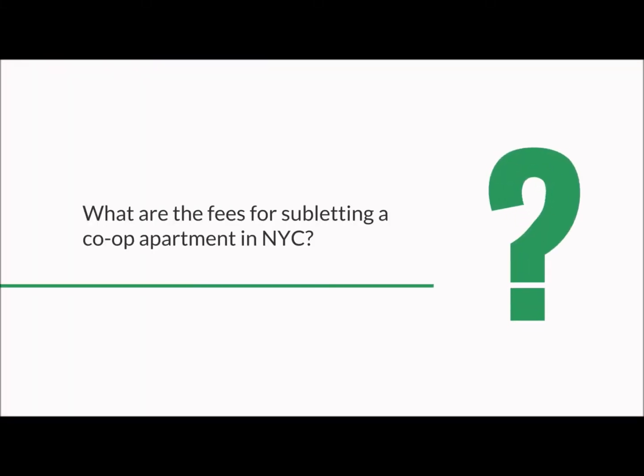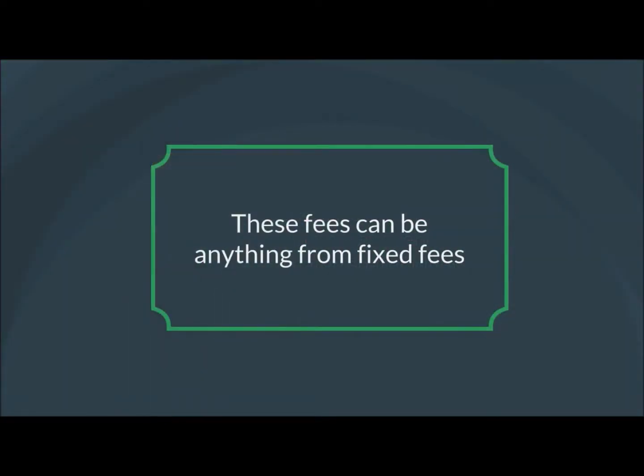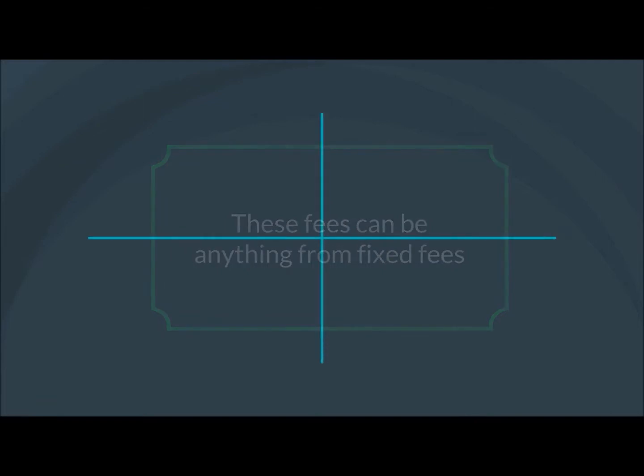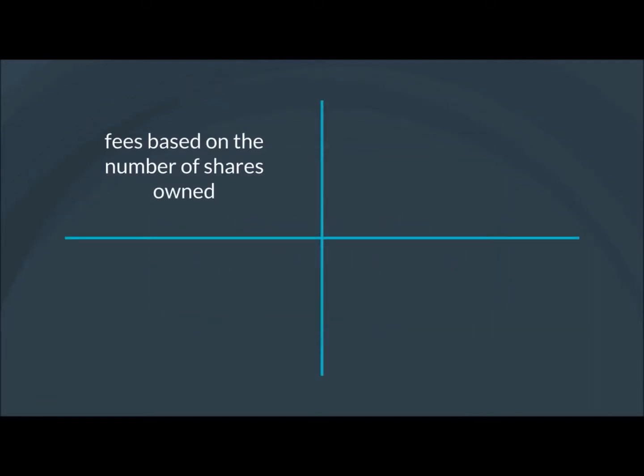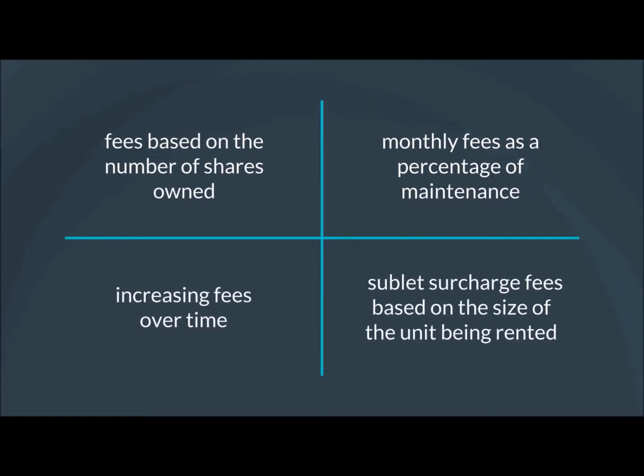What are the fees for subletting a co-op apartment in New York City? To discourage subletting and to increase revenue, most co-ops charge shareholders a sublet fee. These fees can be anything from fixed fees, fees based on the number of shares owned, monthly fees as a percentage of maintenance, increasing fees over time, to sublet fees based on the size of the unit being rented.